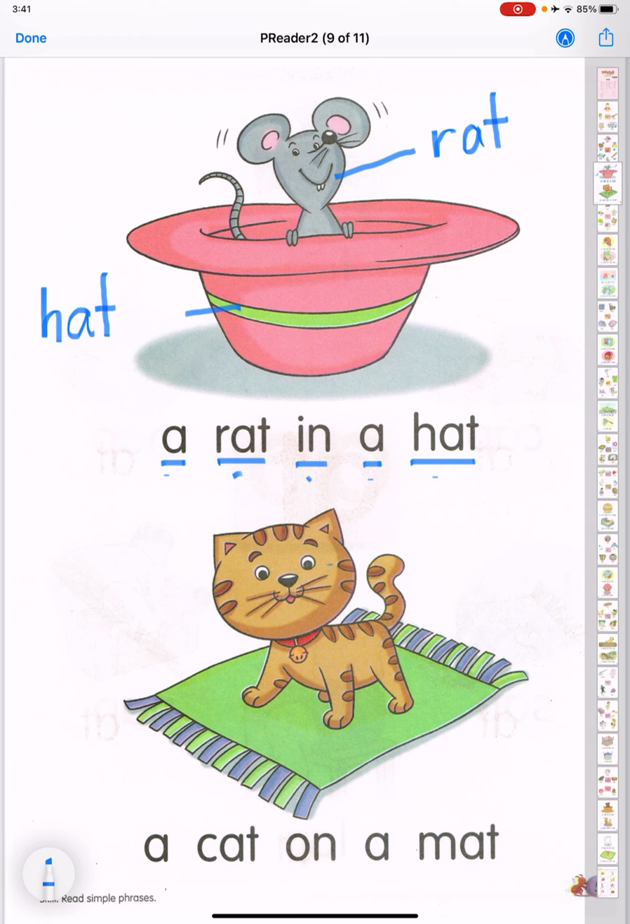Next picture, we have a cat. And we have a mat. Mat. Let's read. A cat on a mat. A cat on a mat.